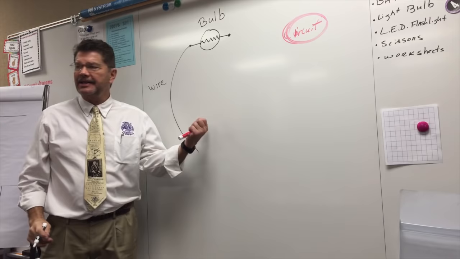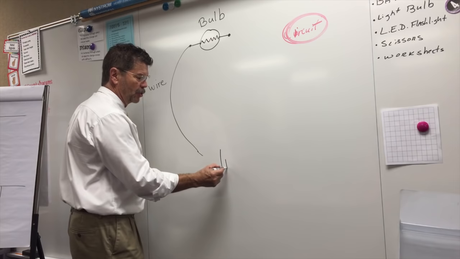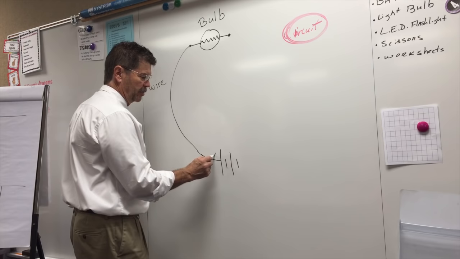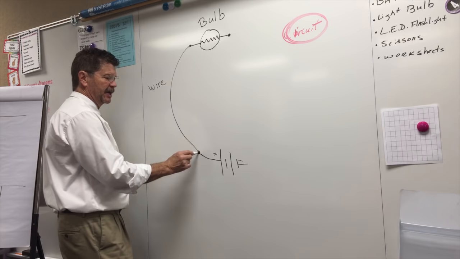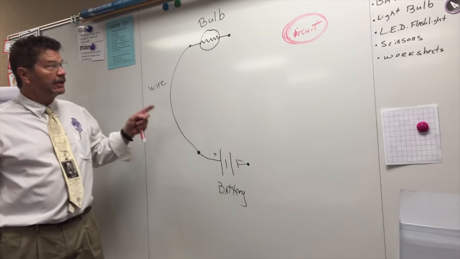A battery. And here's the symbol for a battery. It's kind of cool. Check it out. There's a long line, a short line, a long line, a short line. A plus and a minus. And we have to have a connector, so let's put a connector here, okay, and a connector here. And then write the word battery, B-A-T-T-E-R-Y.